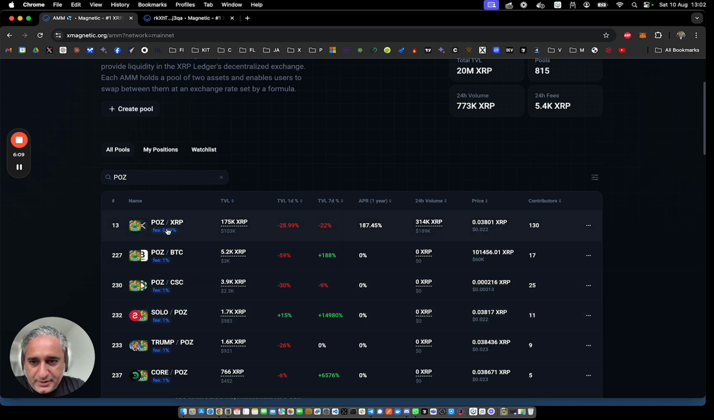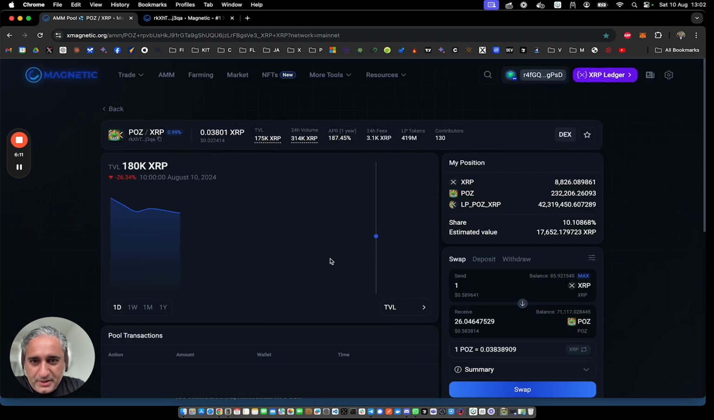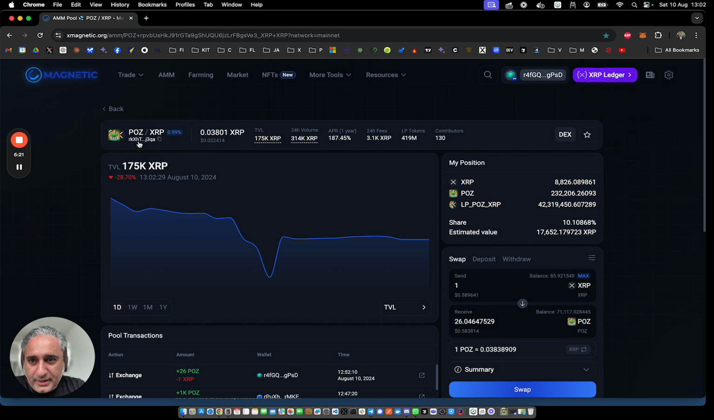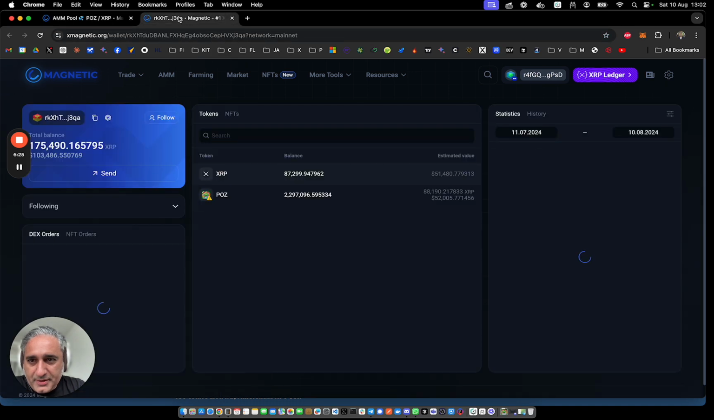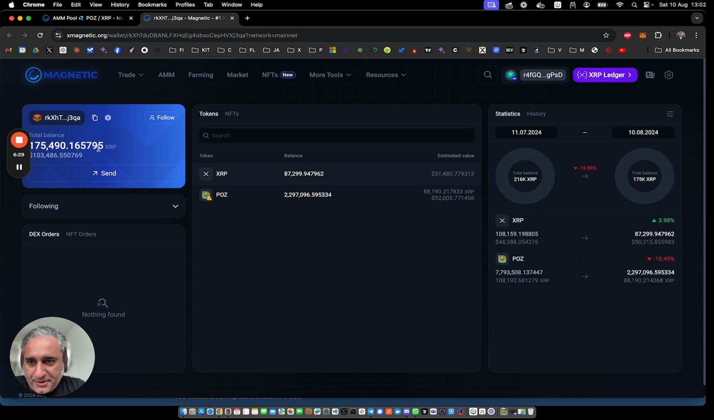So let's dive into the POS XRP pool. The first thing to notice here is, again, the fees are shown at the top, the name of the pool is here, and this is the actual address of the AMM. So let's have a quick look at that. And you can see it shows the total balance again.